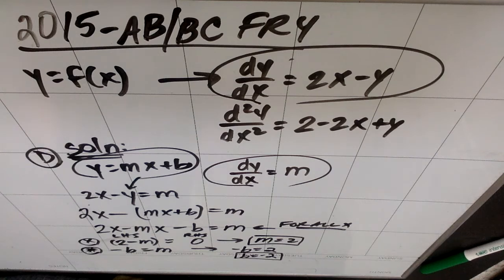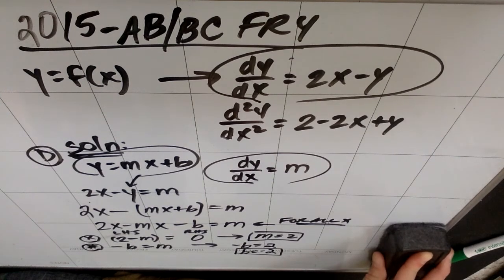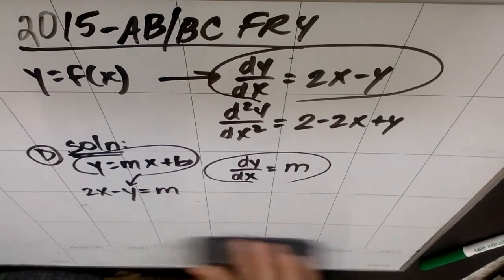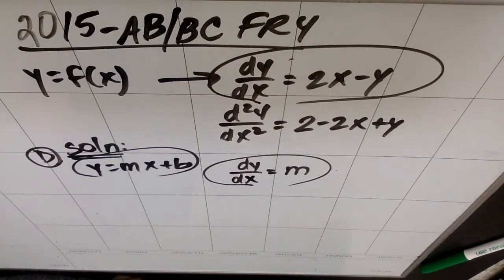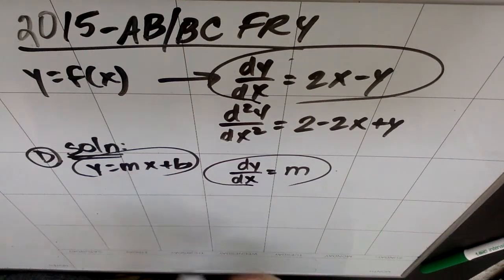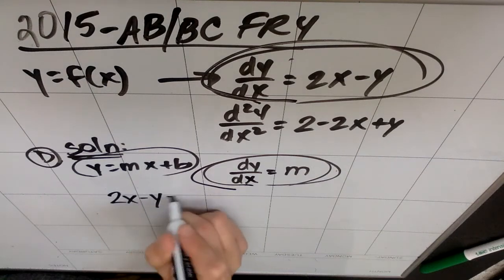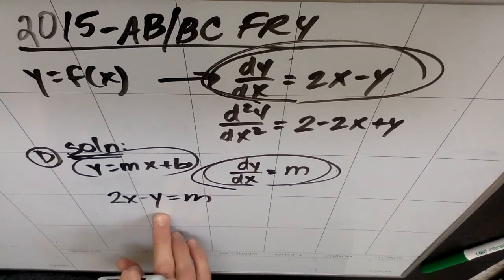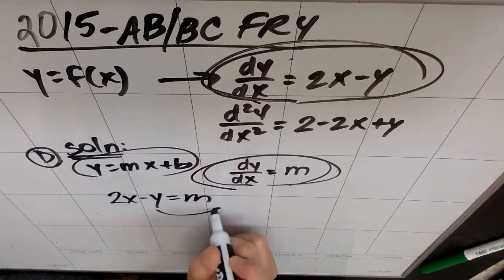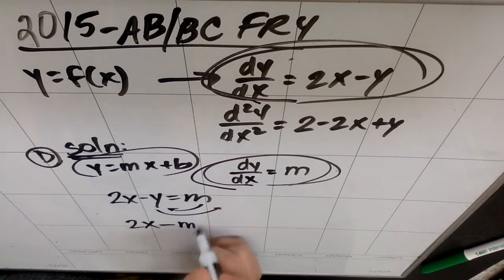So that's one option. The other option that I believe I did previously, which is the same basic gist but looks a little bit different, was the way the AP guidelines went. I went to the same spot where I said dy/dx equals this, dy/dx equals m, so 2x minus y has to equal m. And I solved this for y, by adding y over and subtracting the m over. So I got 2x minus m has to be y.